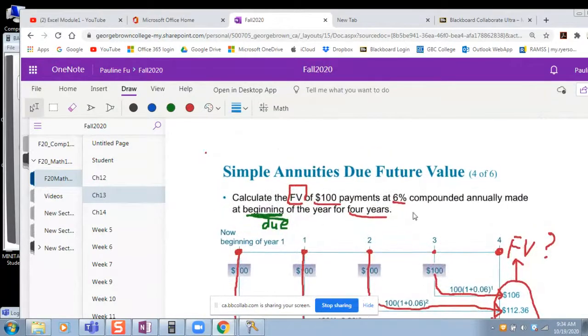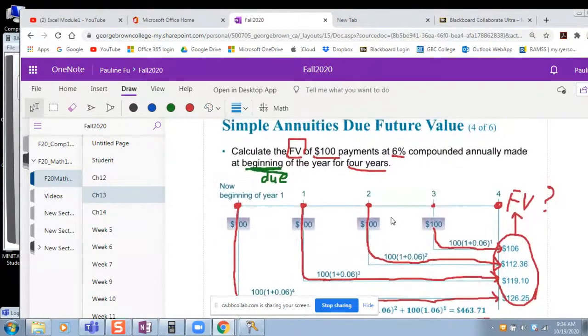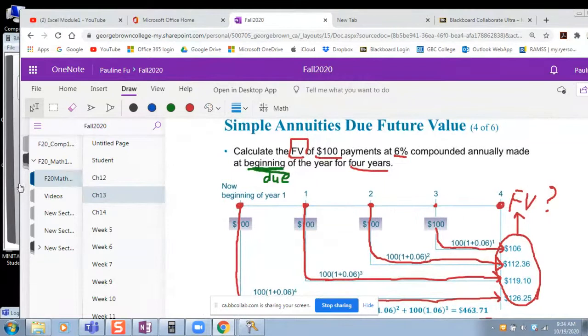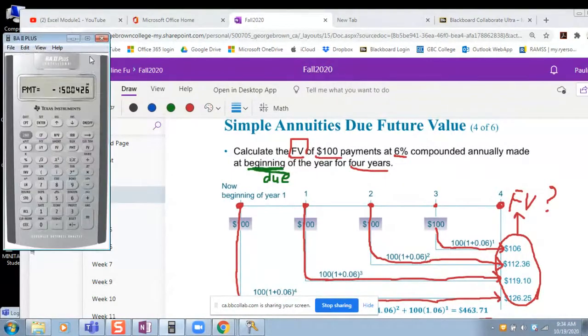Okay, this is the question. We did the formula method. Now we want to use the calculator. So clear up everything. First of all, second quit. Okay, second quit.